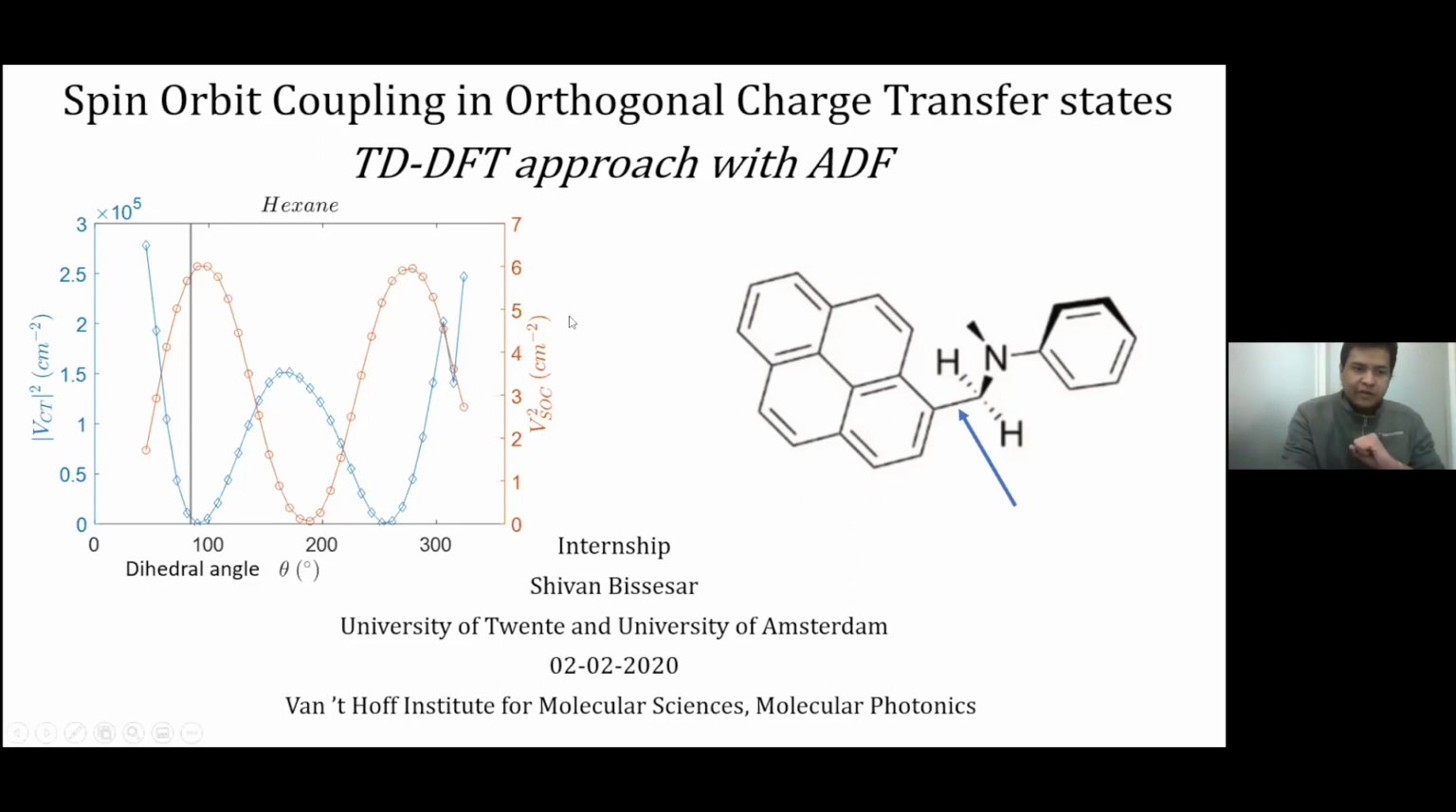The squared quantities here are proportional to the rates of charge recombination and charge separation. These are plotted as a function of the dihedral angle between the two units of pyrene and dimethylaniline. What this graph essentially shows is that optimal charge separation occurs at a dihedral angle of approximately 180 degrees. Triplet formation by charge recombination, however, is optimal at a dihedral angle of approximately 90 degrees.